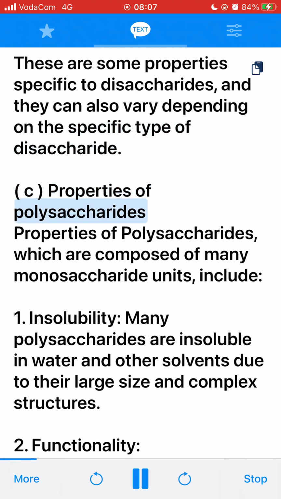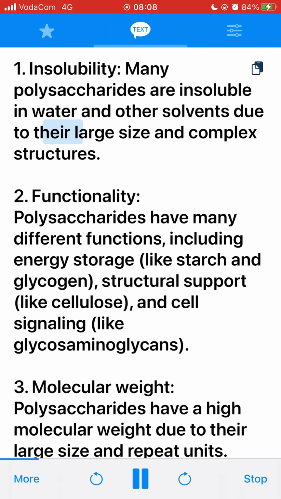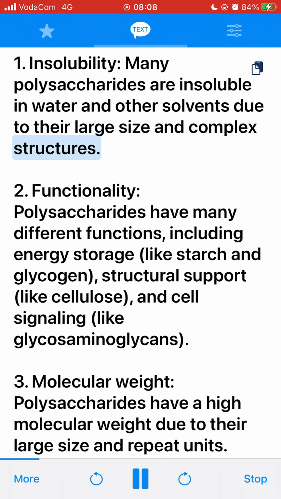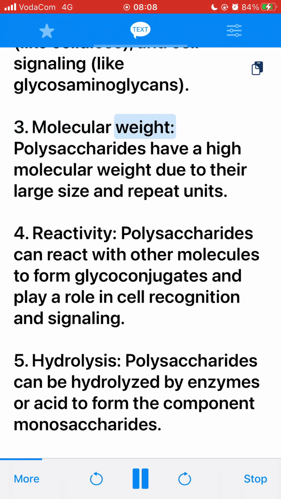C. Properties of polysaccharides. Properties of polysaccharides, which are composed of many monosaccharide units, include: 1. Insolubility. Many polysaccharides are insoluble in water and other solvents due to their large size and complex structures. 2. Functionality. Polysaccharides have many different functions, including energy storage, like starch and glycogen, structural support, like cellulose, and cell signaling, like glycosaminoglycans. 3. Molecular weight.